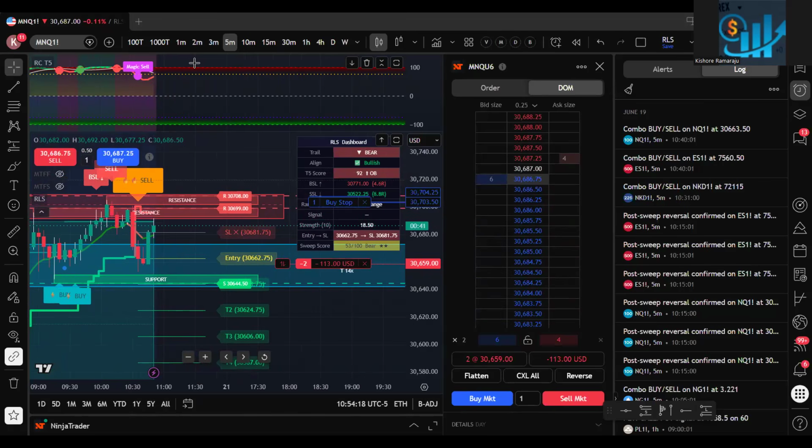You can use the same RLS indicator for SPX and NDX. Whenever you get the BSL sell or SSL buy, we can do naked calls or naked puts, or we can do bull puts, bear calls.